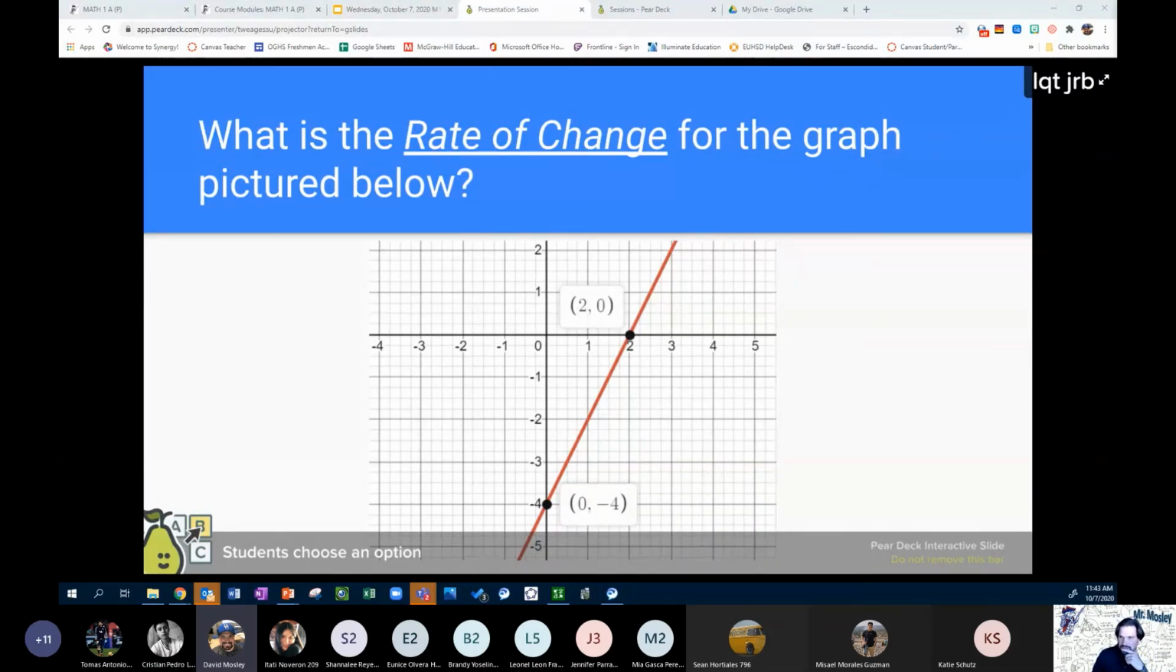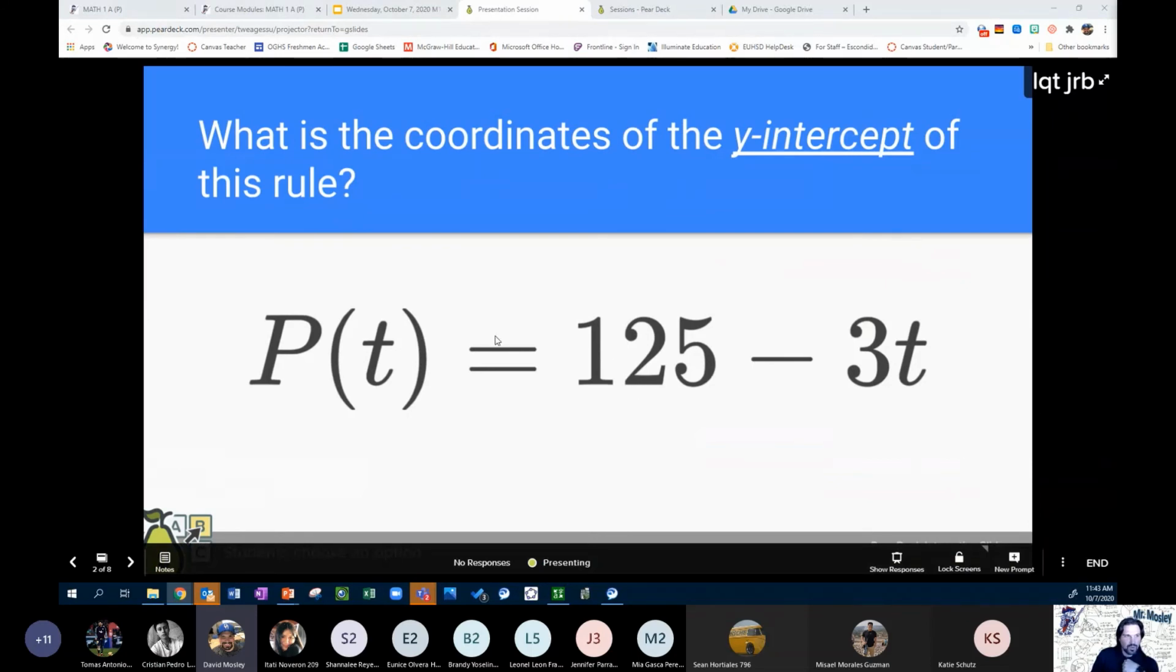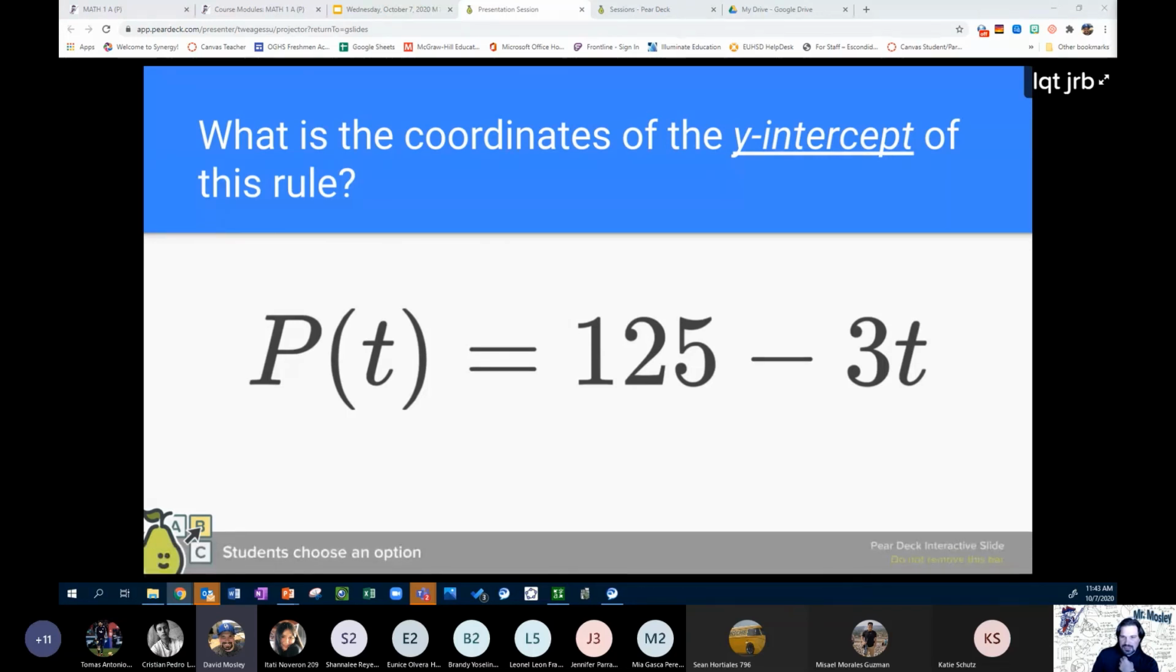All right, next. What are the coordinates of the y-intercept for this rule? ¿Cuáles son las coordenadas de Y? Muchachos, solamente una coordenada que el valor de X es correcto.